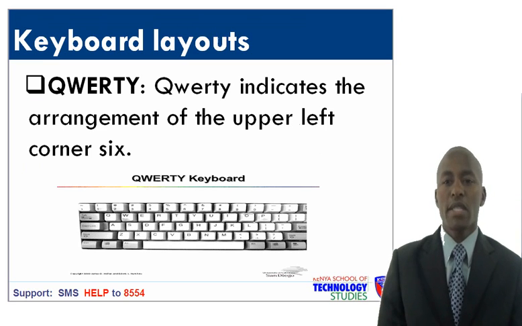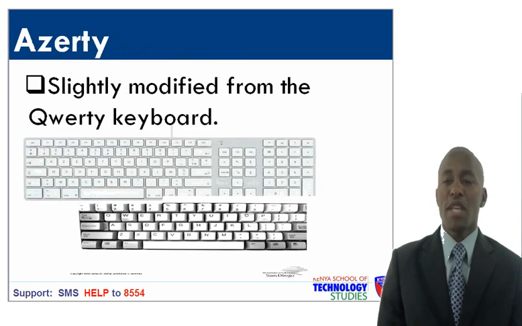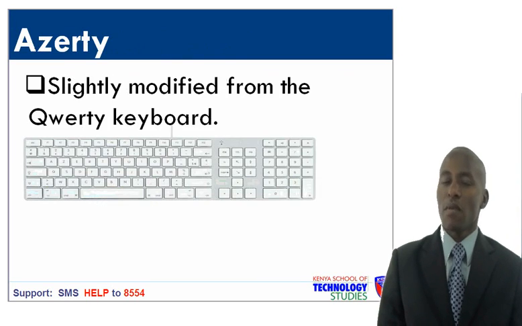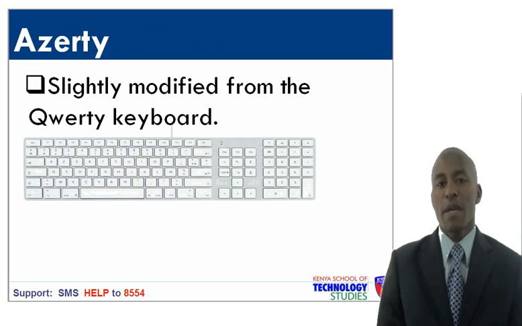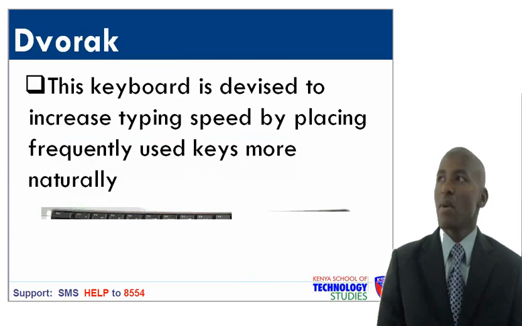Let us now look at keyboard layouts. The first one is QWERTY. QWERTY indicates the arrangement of the upper left corner six keys of the keyboard. We have another type of keyboard layout, that is AZERTY, which is just slightly modified from the QWERTY keyboard. And we also have the diagram of the AZERTY keyboard.